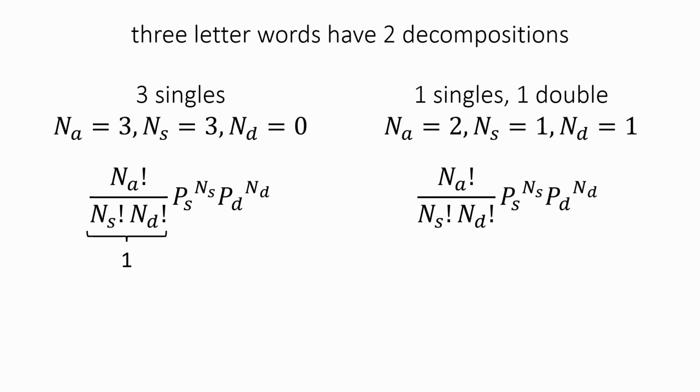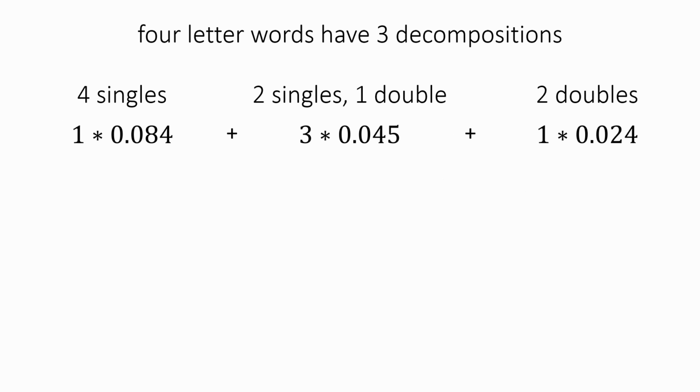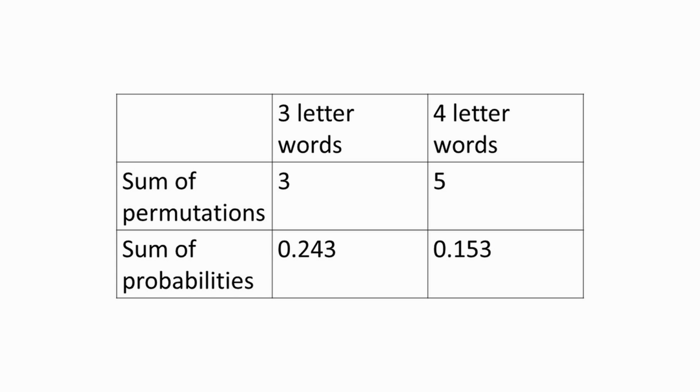So we can get the probability for each decomposition and add it up to get the total probability for 3-letter words, which is 0.33. We can do the same thing for 4-letter words and get a total probability of 0.24. If we sum up the number of permutations and the probabilities for all decompositions for 4 and 3-letter words, we see that as the word length increases, the number of permutations increases and the probability decreases.